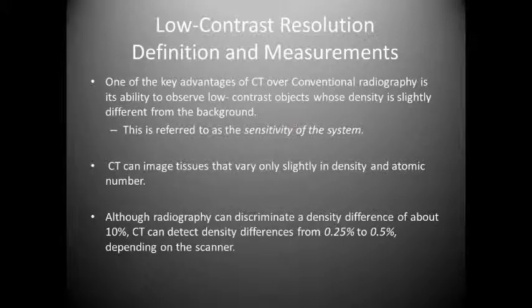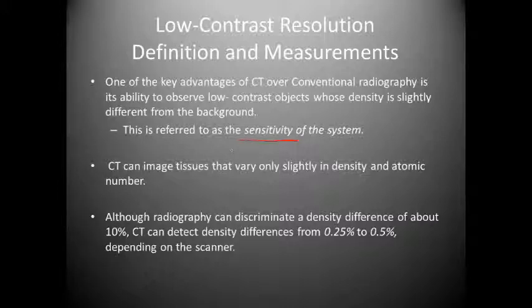So low contrast resolution. One of the key advantages of CT over conventional radiography is the ability to observe low contrast objects whose density is slightly different from the background. As we all know, it's very difficult in conventional radiography to distinguish certain things. Many times, the bowel is really hard to distinguish if you're doing just a KUB. You can't really pick out specific parts of the bowel. And this is because conventional radiography doesn't have as high of a sensitivity as computed tomography. And that's what we're talking about, basically the sensitivity of the system, and that's the ability to observe the low contrast objects.